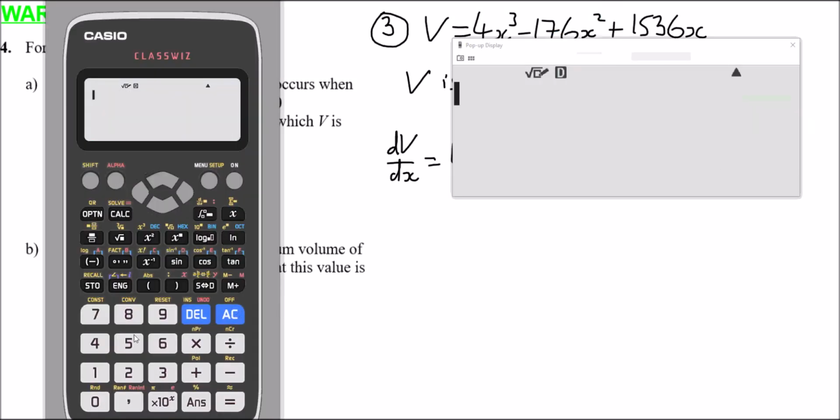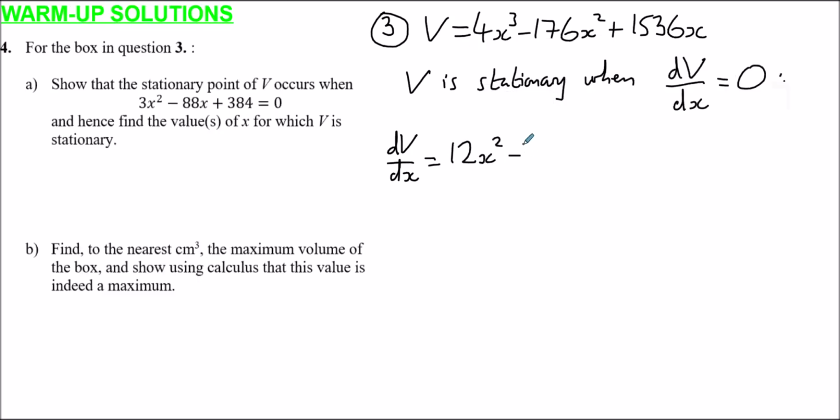Can't hurt to double check. Yep, minus 352x. And if we differentiate just an x term, the x essentially just vanishes. So we can set that equal to 0. But this doesn't look like our target. But what you need to notice is, maybe I can divide everything through by 4. And in fact, that's exactly what we do.